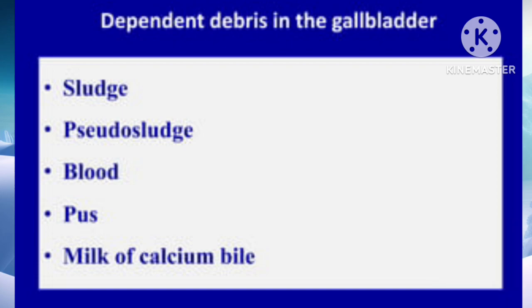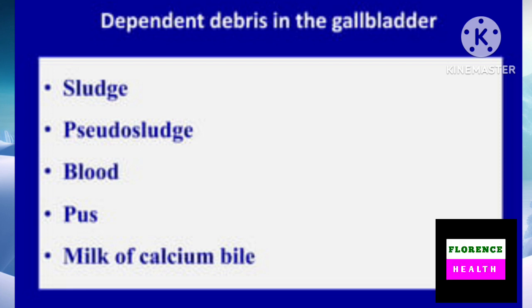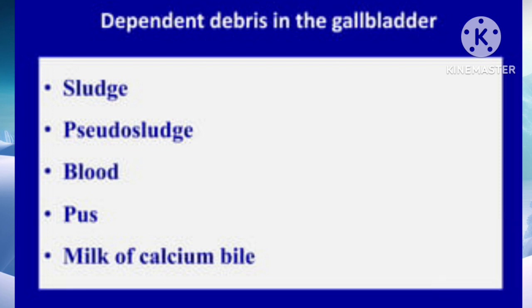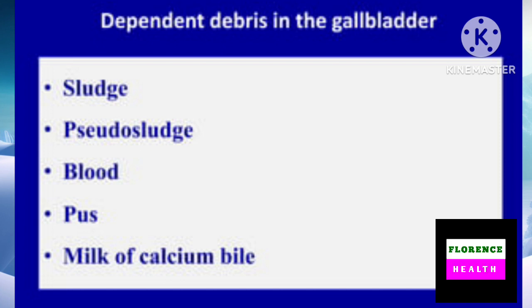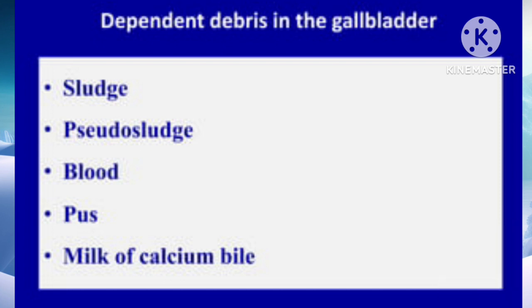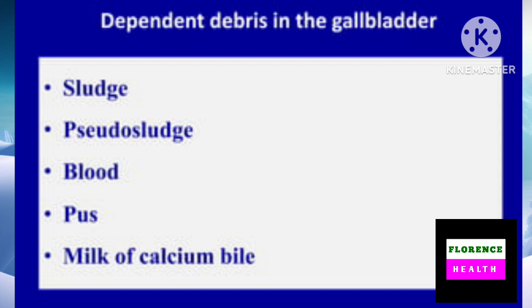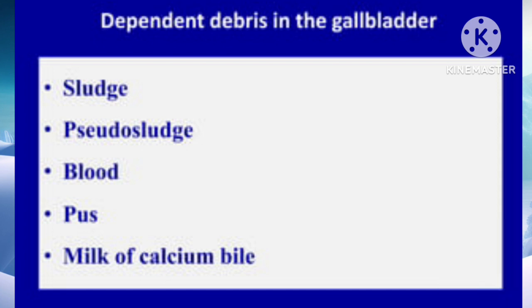Now discuss some other mobile lesions inside the gallbladder, that are sludge, pseudo sludge, blood, pus, milk of calcium bile. That means these lesions move to the dependent part on changing the position of the patient.